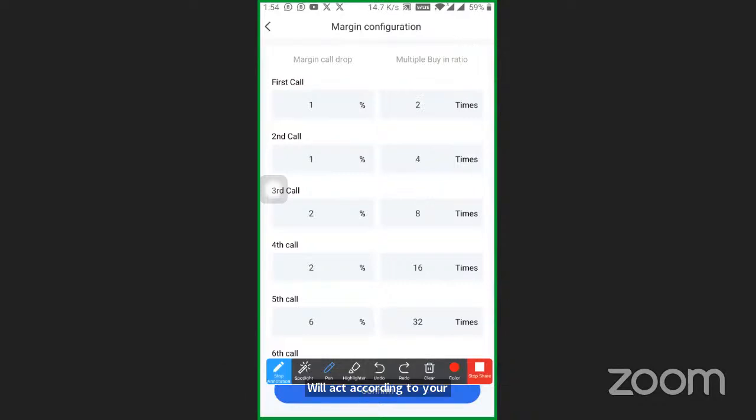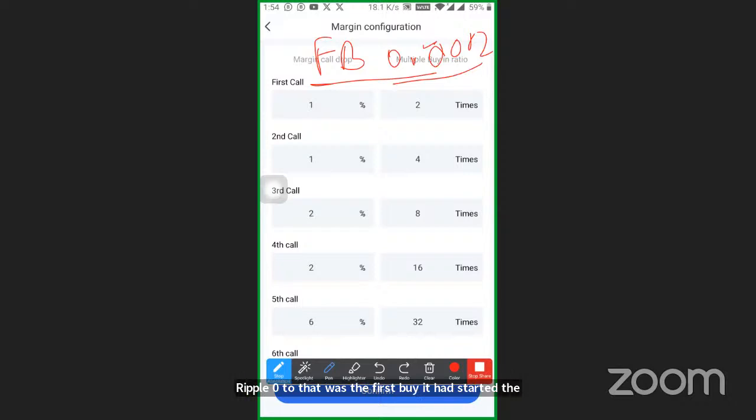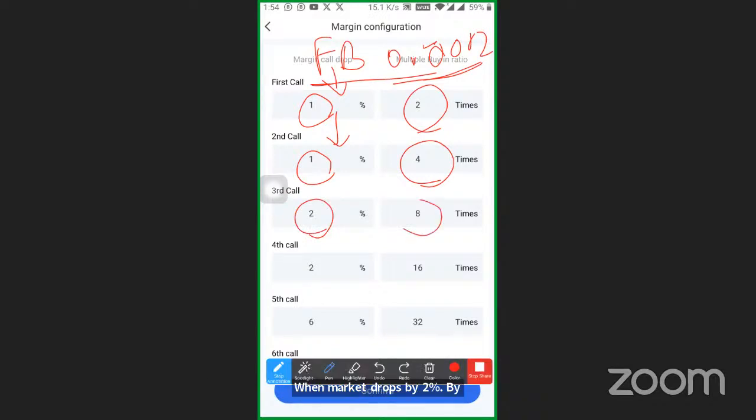So how will RoyalQ trade? First, it starts with the first buy, that is 0.0002. That was the first buy it had started the trade with. Then it will come here and read these instructions. Whatever instruction you give, RoyalQ will follow them. You have asked it to, when the price drops by 1% from the first buy price, go and buy 2 times of my first buy. When the market drops by 1% again, go and buy 4 times of my first buy. When the market drops by 2%, buy the third call and buy 8 times of the first buy. Okay, I hope you understand how this works.